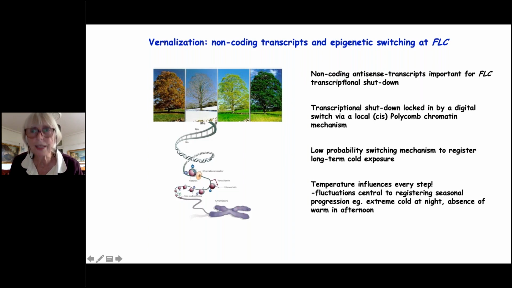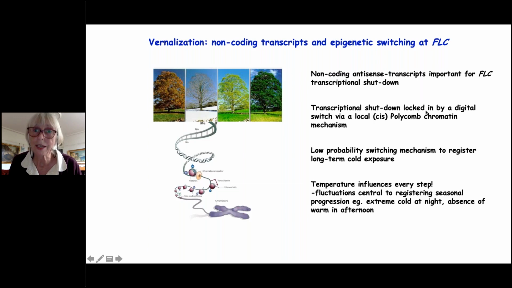Non-coding transcription is clearly now a big part of many fields. In our case, they're very important to shut down FLC transcription in the cold, but we see that that antisense circuitry is tightly connected and really allowing transcriptional plasticity of FLC in response to different environmental conditions.